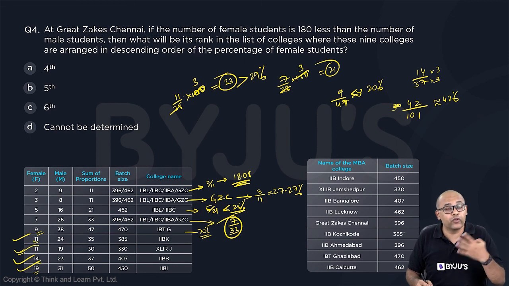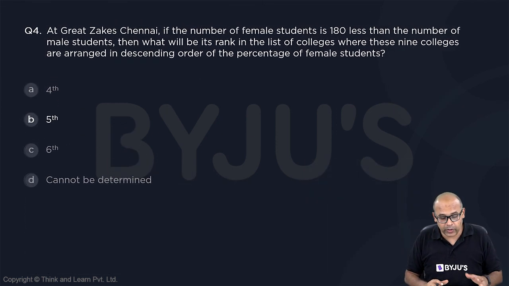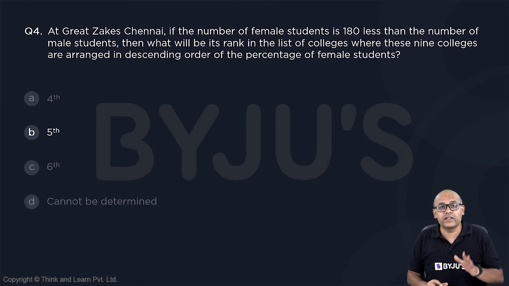4 colleges are less than me. I am exactly in between, which means I am ranked 5. So the answer option is 5. So that's the first set, purely based on calculations and ratios.